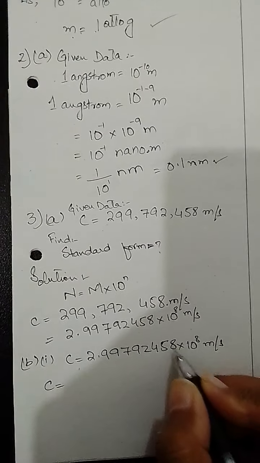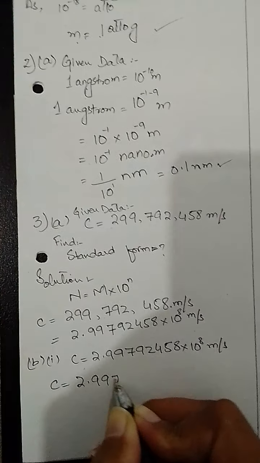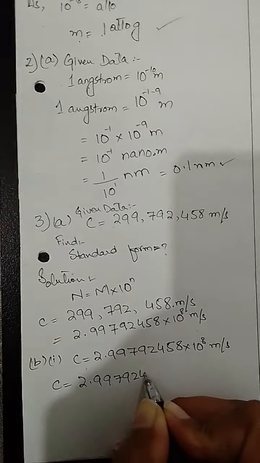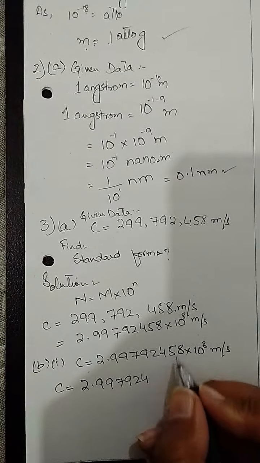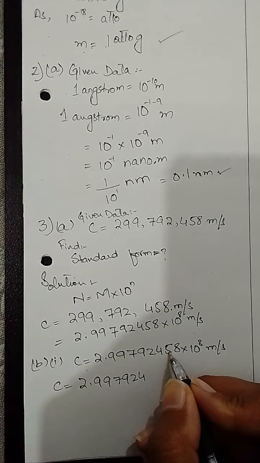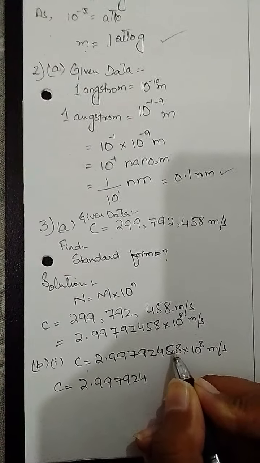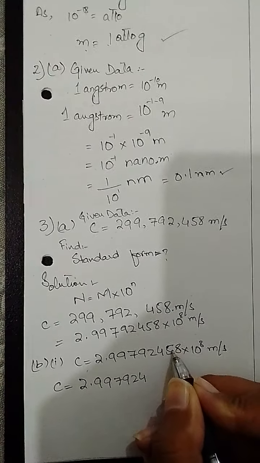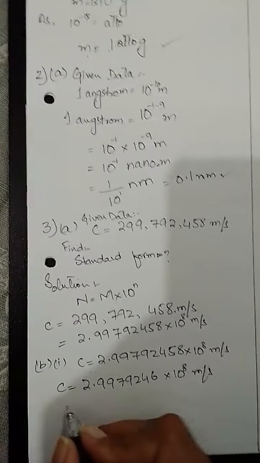We first have to eliminate this 8. So 2.99792, remember that now we have to keep this value up to the second last number. We have to eliminate 8. So 8 is greater than 5. Therefore, we have to increase 5 by 1. So it becomes 6 multiplied by 10 raised to the power 8 meters per second.